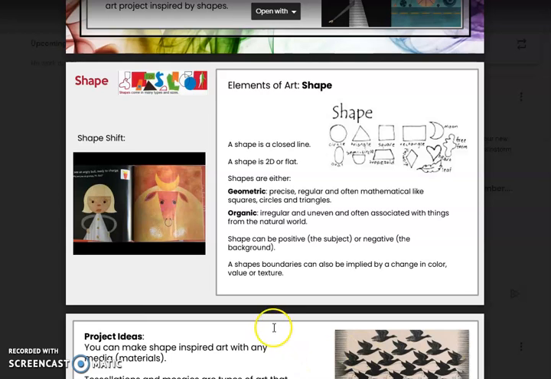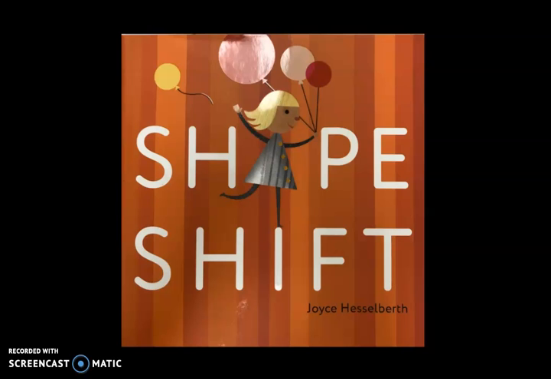Now this month we're taking our theme's inspiration from a book called Shapeshift. Shapeshift by Joyce Hesselberth.